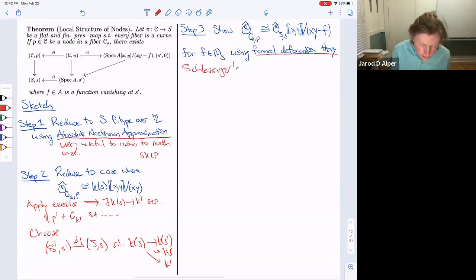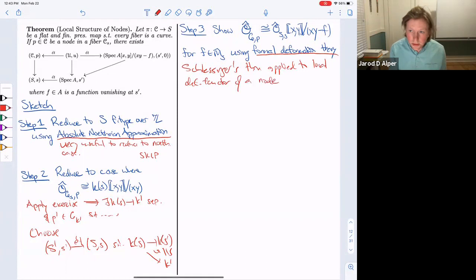So I'm not going to spell out what Schlesinger's theorem does in general, but in this context, if you apply it to the local deformation functor of a node, it says the following. It says that if you're given, so we have our family C → S. Let's let κ(S) just be k for convenience.